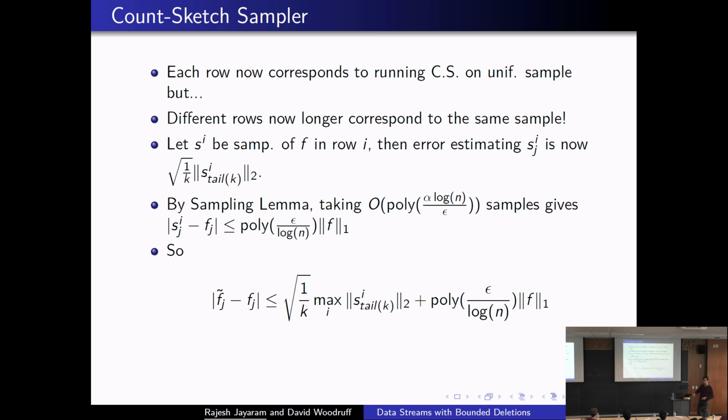So you sample, and with enough samples, you can preserve the L1 up to an epsilon. But it's not clear that sampling preserves the L2. And in fact, it doesn't in general. So you have to show that this value here is small. You have to show that the tail of the sample vector, or in general the L2 of the sample vector, isn't too much larger than the L2 that you're looking at to begin with.